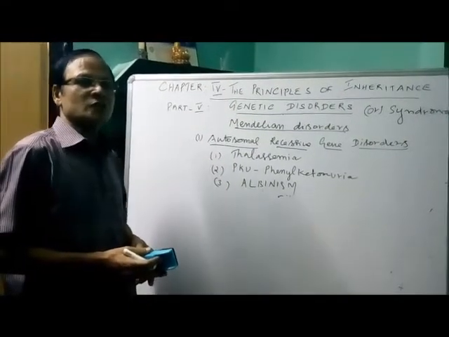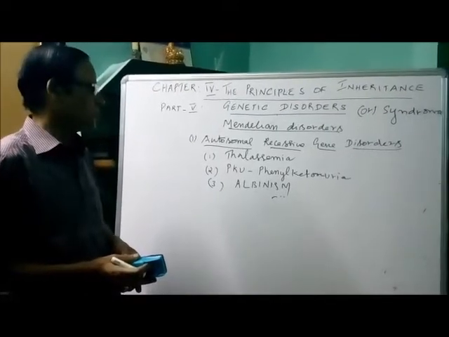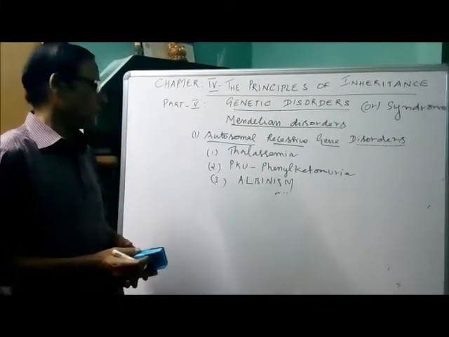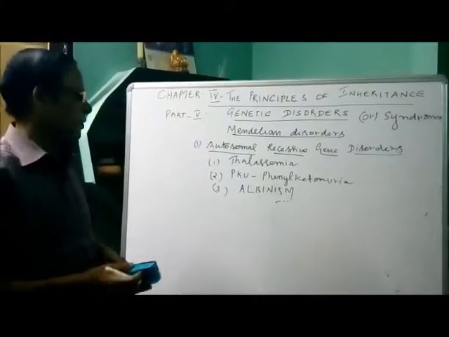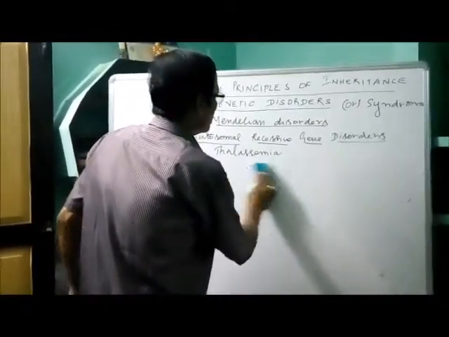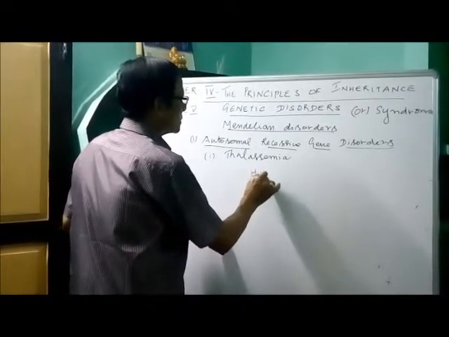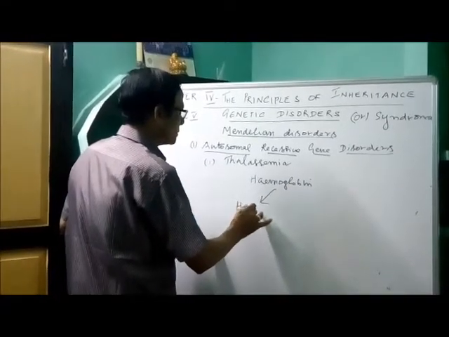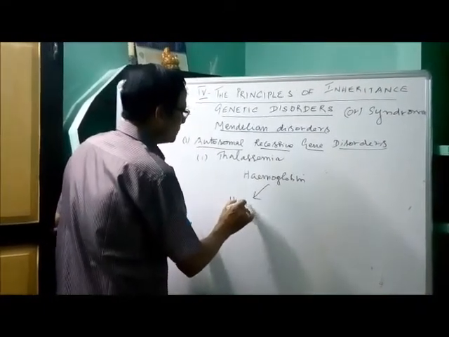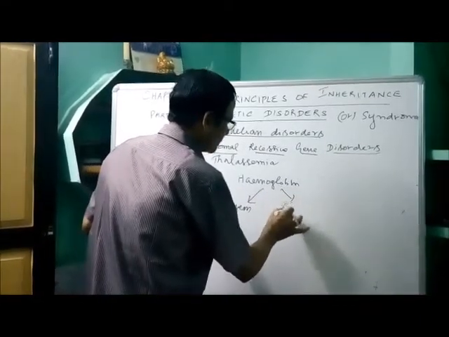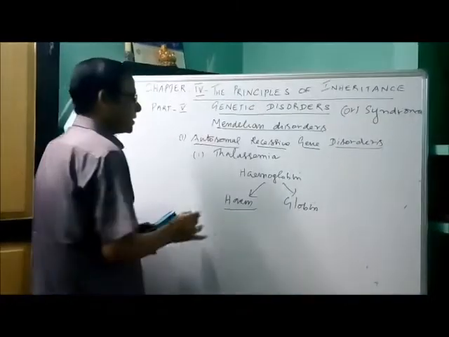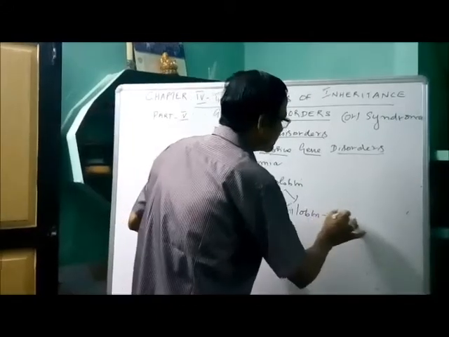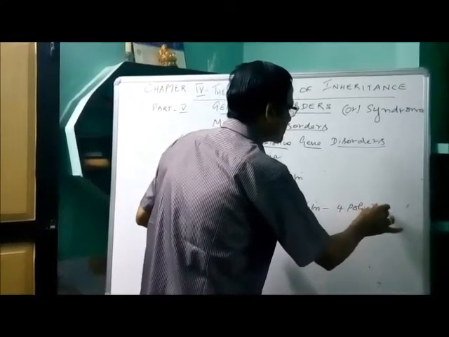Here, the destruction of RBCs, hemolysis, occurs due to the production of abnormal hemoglobin. Now, hemoglobin is formed of two components. One, heme. Another one, globin. Heme is an iron-containing compound, and globin is a protein formed of four polypeptide chains.